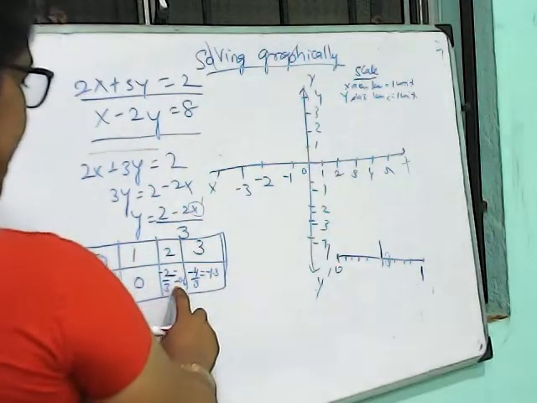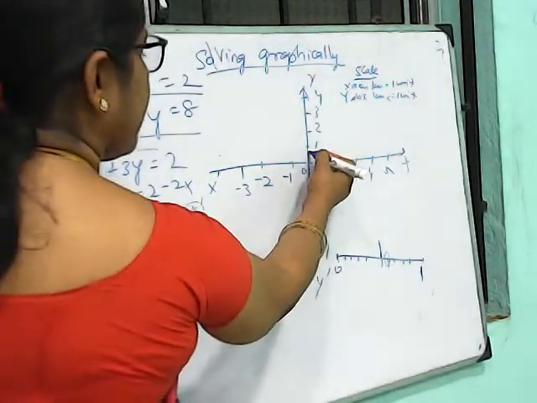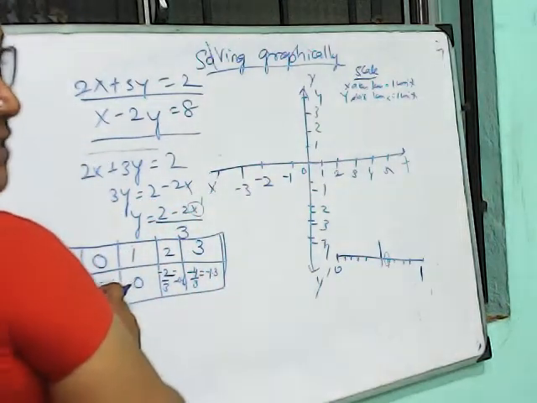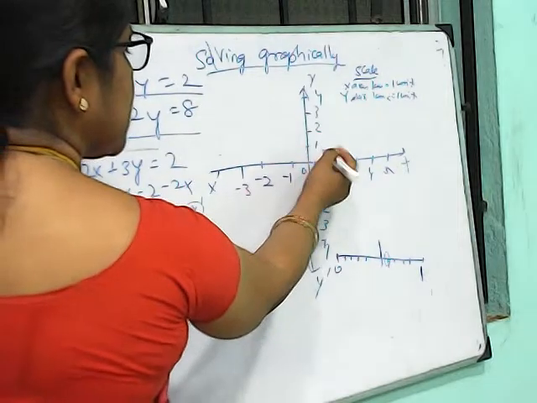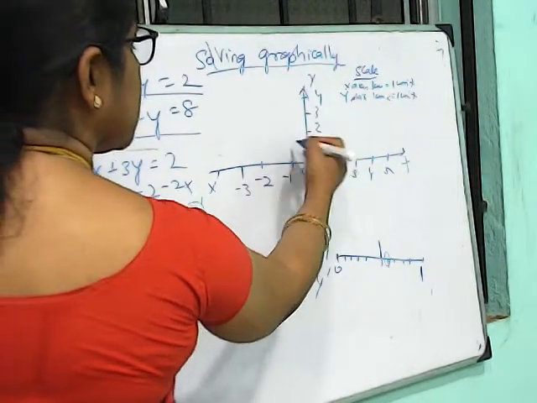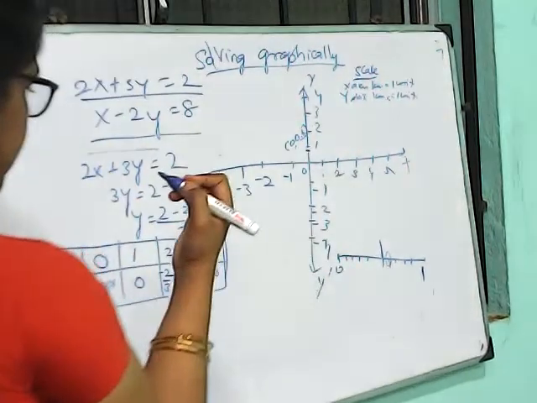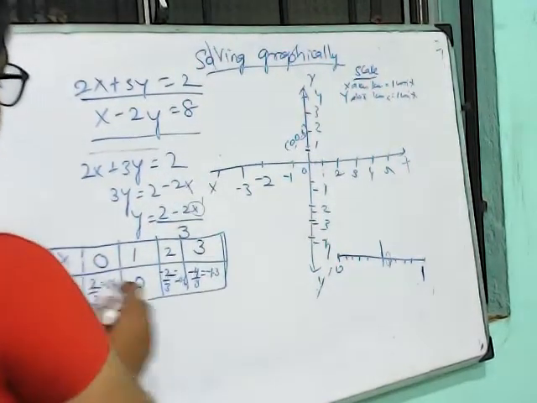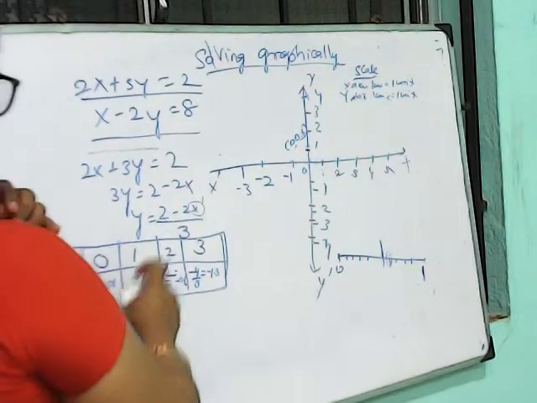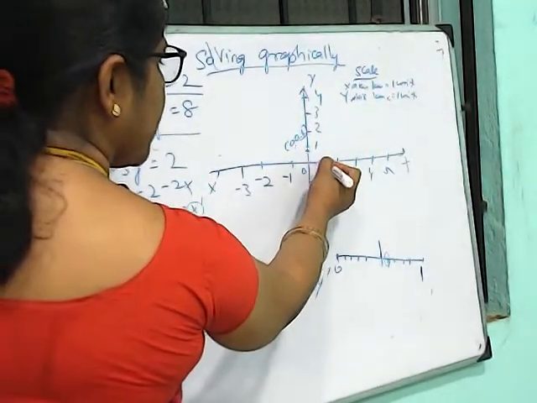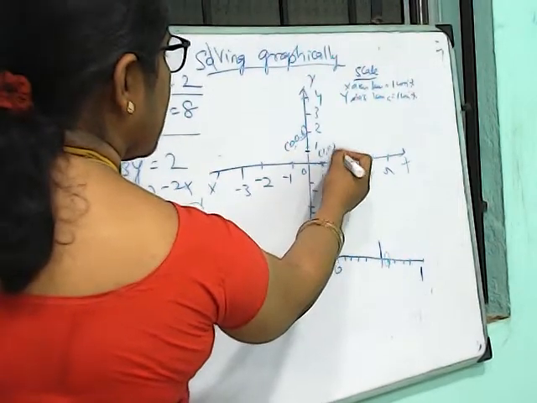So where is 0.6 in the y axis? Up. Here x is 0, y is 0.6. So where is x 0? y 0.6 will be somewhere over here. Just write 0, 0.6. Okay, next when x is 1, y is 0. So where is x 1? Where is y 0? So the point of intersection is this. So 1, 0.